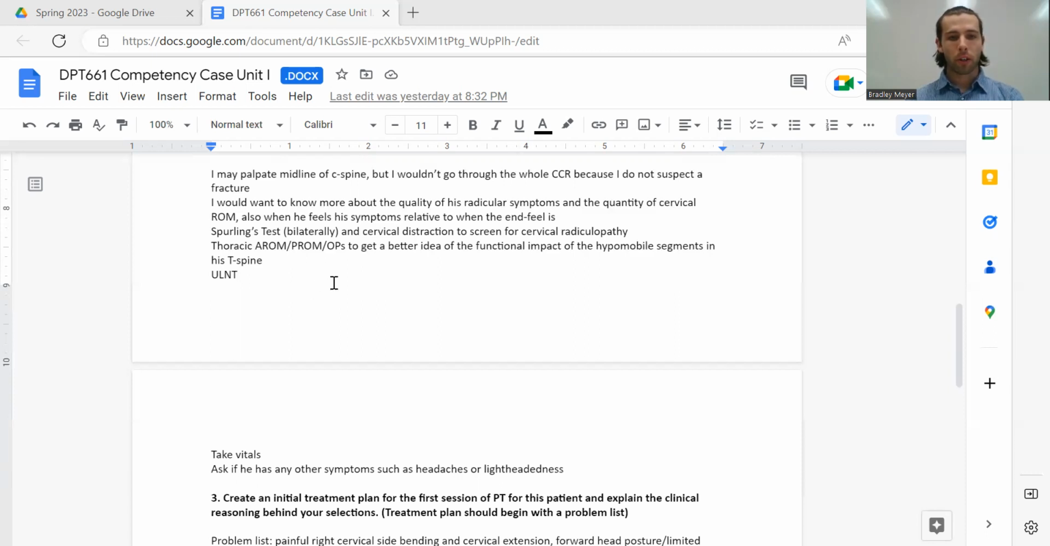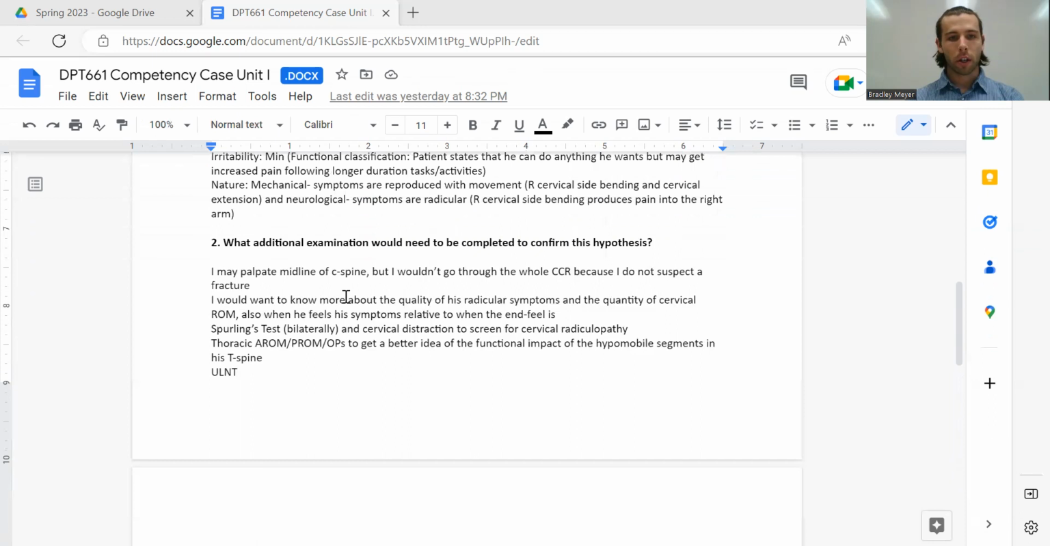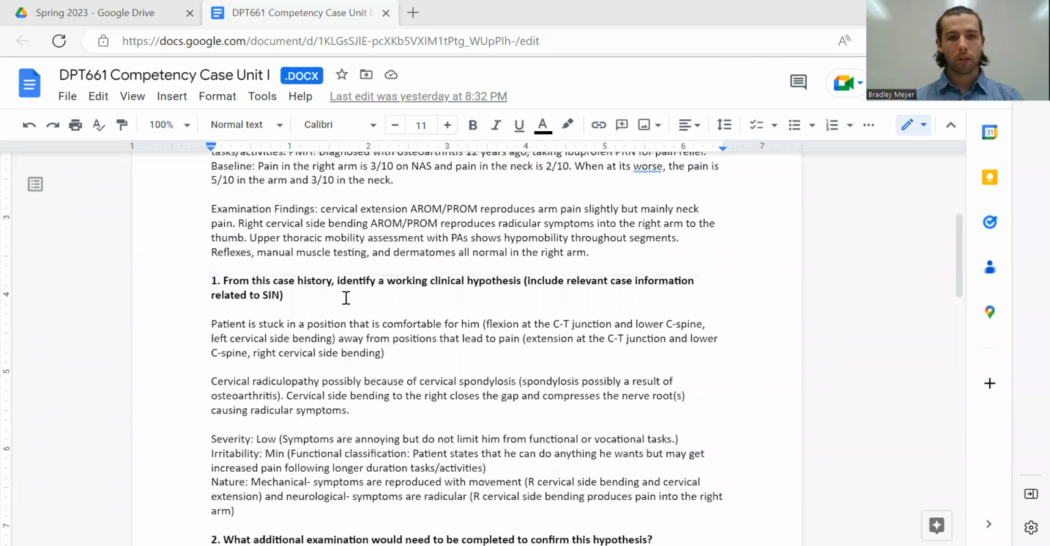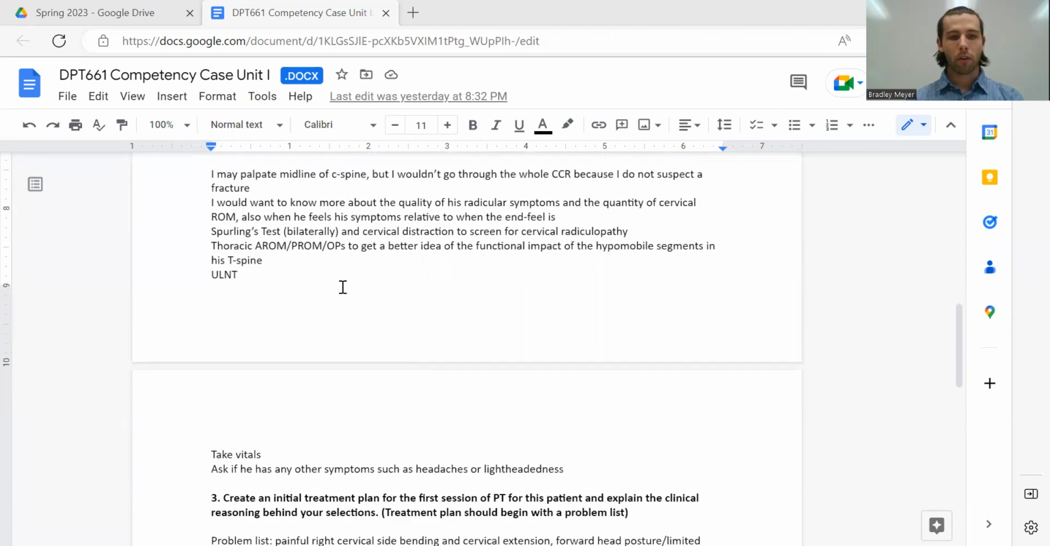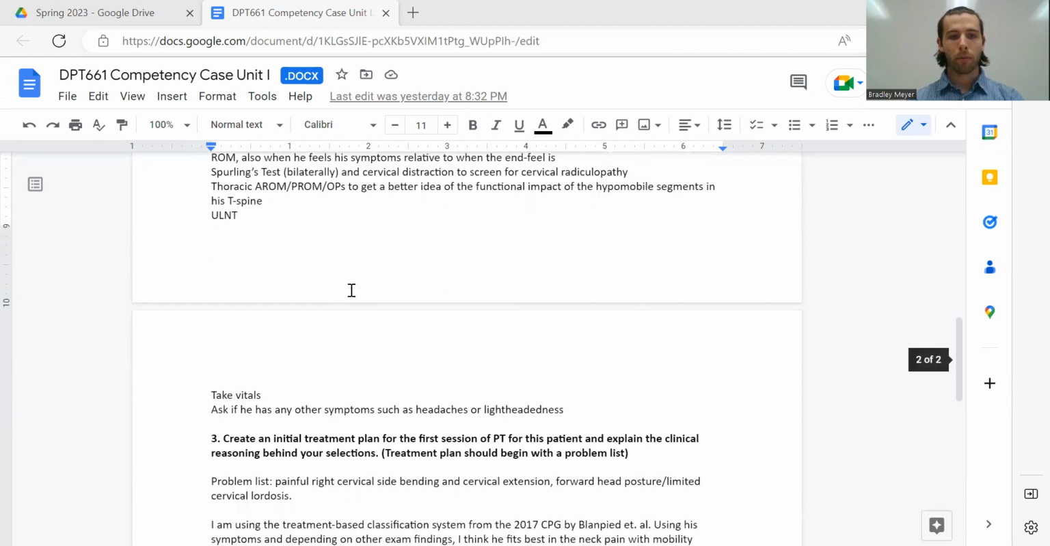And then I would also want to get a better idea of his thoracic mobility. So I know it said he did PAs with the thoracic segments, but I might also do active and passive range of motion and overpressures, which I think would give me a better idea of the functional impact of his hypomobility. And then a couple other things I might do are upper limb neural tension, take vitals, and ask if he has any other symptoms such as headache or lightheadedness, just so that we're steering clear of any VBI issues or anything like that.